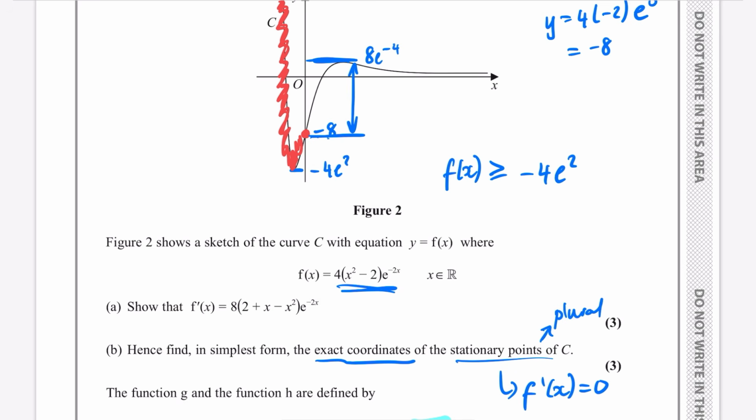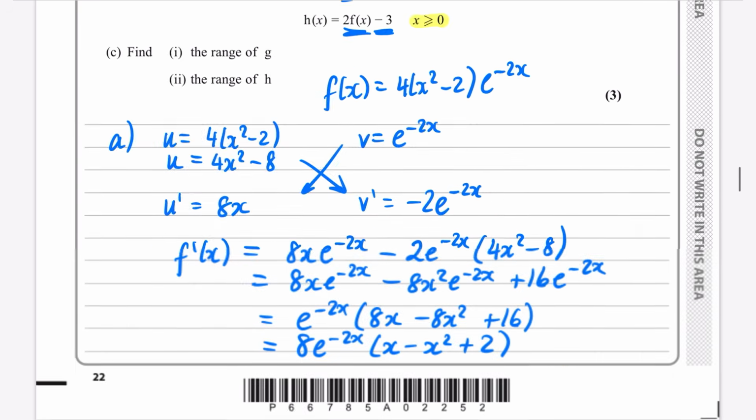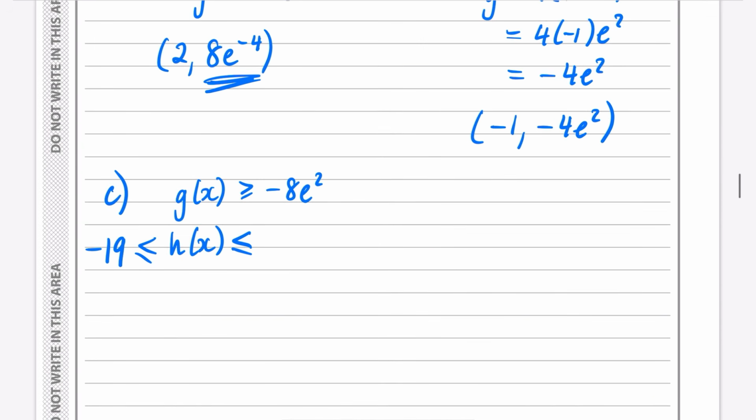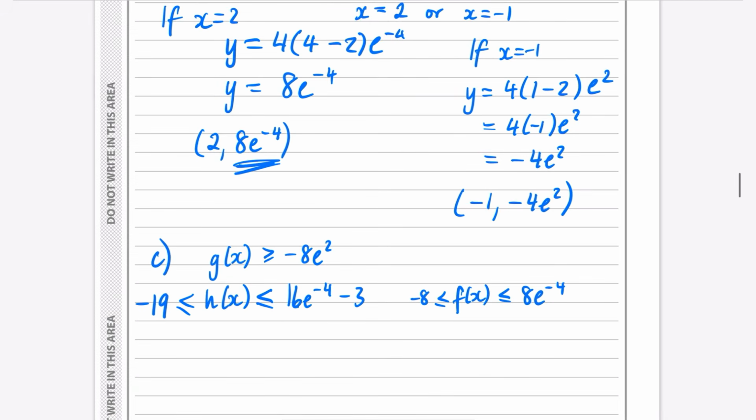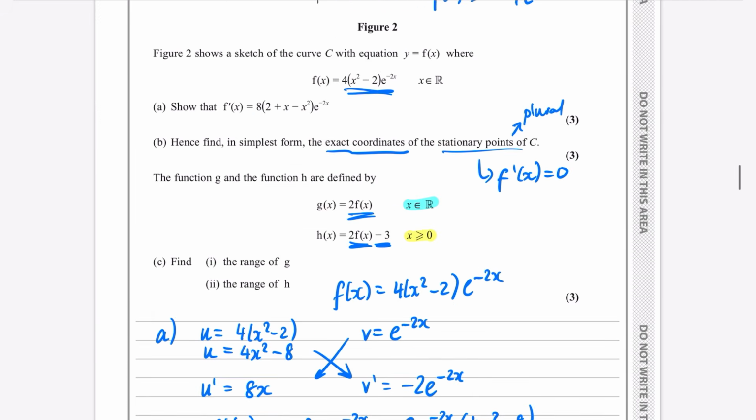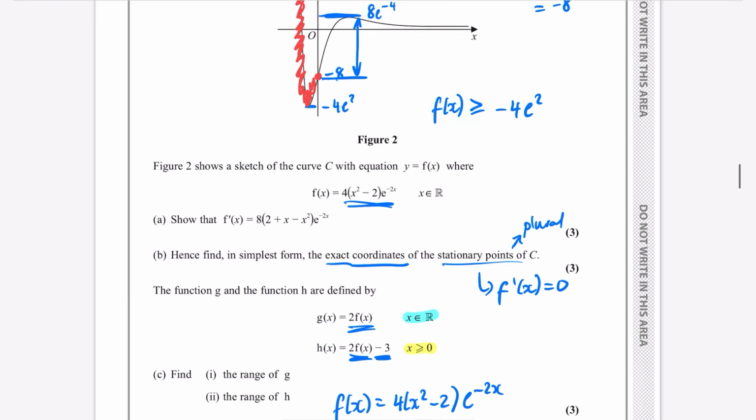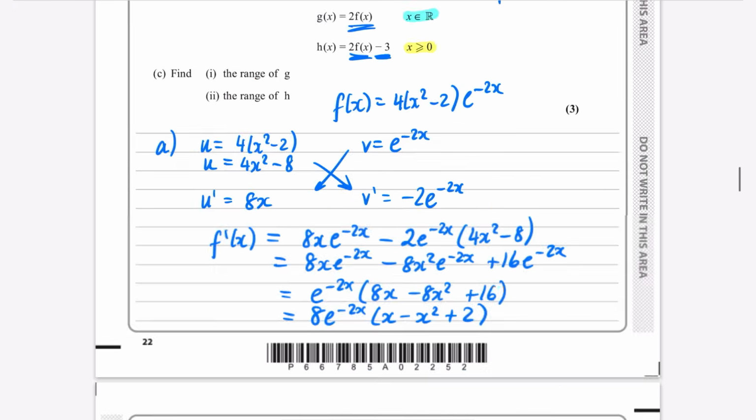We're going to double that and then subtract 3. So I'm going to double that to get 16e to the minus 4, and then I'm going to subtract 3. So the original one was between minus 8 and 8e to the minus 4. So you'll notice how we've doubled and subtracted 3 on those things that we've got there. Pretty difficult question, particularly because they've just disregarded this whole part by saying x is greater than 0.